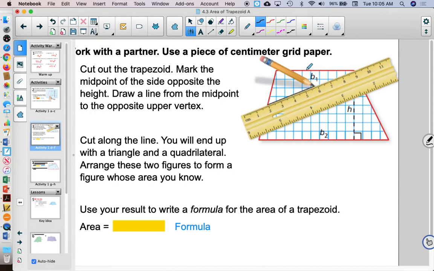So, is it true that when I add those together, it's going to give me the full length of the base of this big triangle? So what's 21 and 14? Come on, sixth graders. 21 and 14 equals 35. So the base of my triangle is 35.